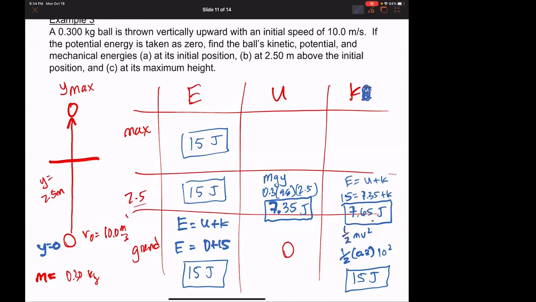Now, if we wanted to know how fast it was going at that point, we would use K equals 1/2 mv squared. So 7.65 times 2 divided by 0.3 equals V squared. V equals 7.14 meters per second. So at our middle point, we're going 7.14 meters per second.